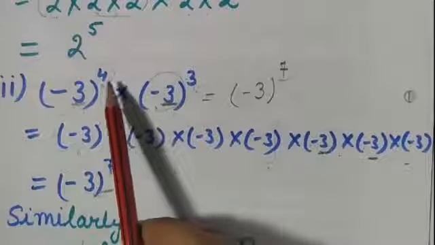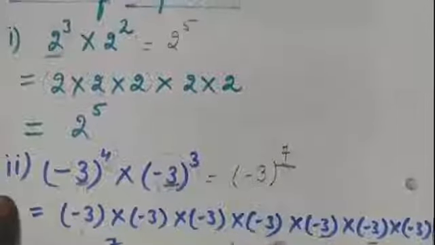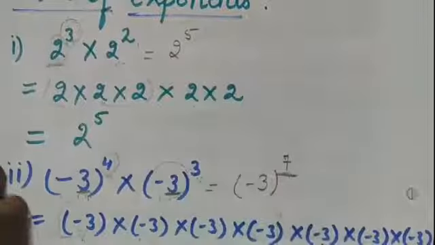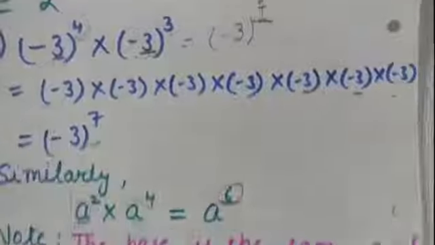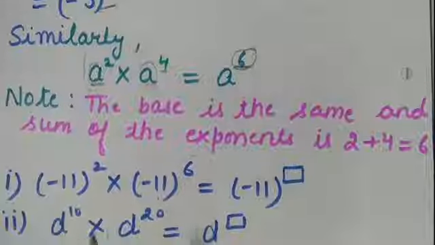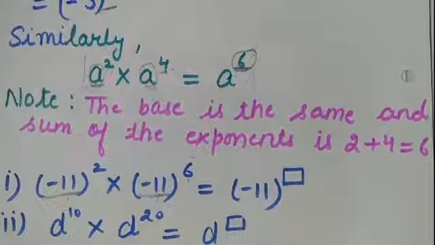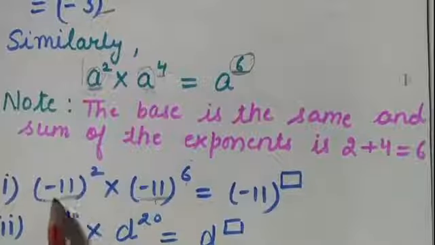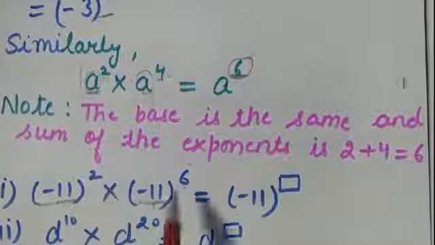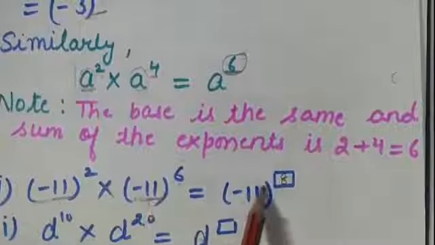Simply, you can say that these powers are added to get 7: 4 plus 3 is equal to 7. Same here. The bases are the same and we have added the powers to get 5. Now, based on these examples, let us fill these boxes. Here we observe that the bases are the same. So what we observed in the previous examples is that if the bases are the same and we multiply them, then the powers are added. So in the box we must have 8, because 2 plus 6 is equal to 8.